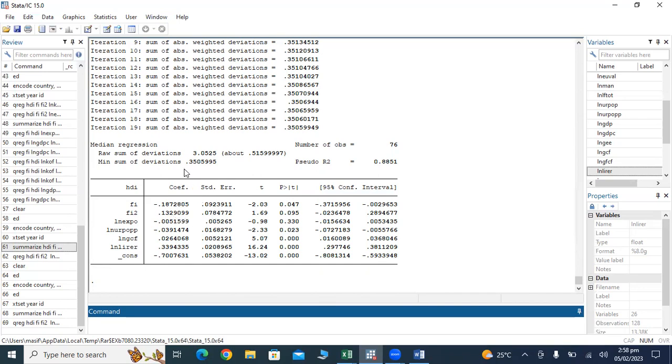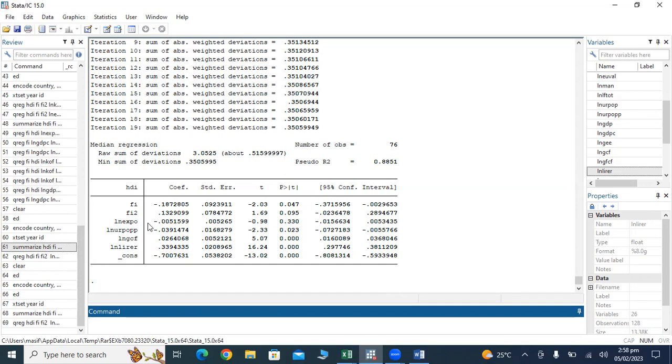When we draw the U-shaped relationship, the first part of the U shape is like a demand curve. This shows the inverse relationship, and after the threshold value, it shows the positive relationship. The first part shows that HDI and financial inclusion have an inverse relationship. After a certain point, it shows the positive relationship.